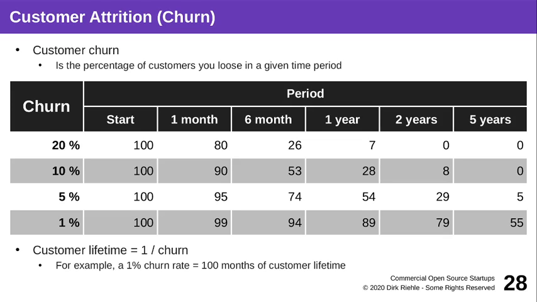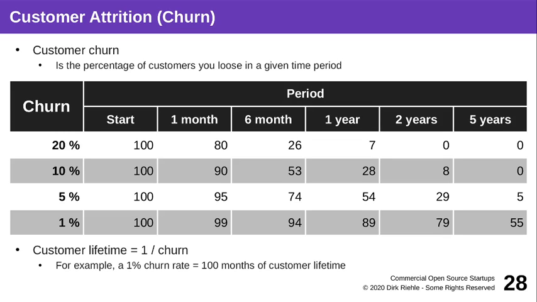Here's an illustration of what happens if you don't keep your customers. Losing customers is called customer attrition or churn. So churn, customer churn, is the percentage of customers you lose in a given time period. And then the inverse, customer lifetime, is 1 divided by churn. And it's really hard to maintain a business with a high churn rate.